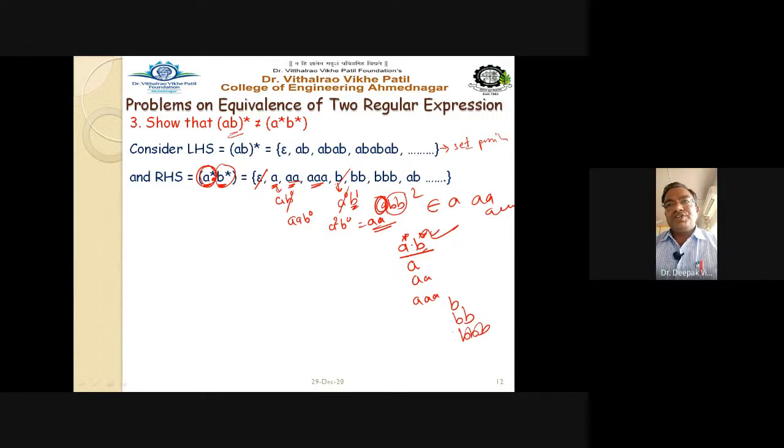So you have the strings like this: A, double A, triple A. You have B, BB, triple B. Or you can also have 1 occurrence of A and 1 occurrence of B. What will be the string for single occurrence of A and B? Single occurrence of A and single occurrence of B. Getting this point? Double occurrence of A and double occurrence of B. Triple occurrence of A and triple occurrence of B.